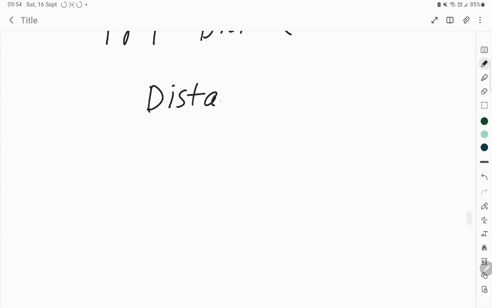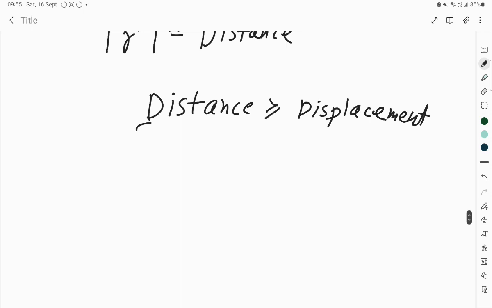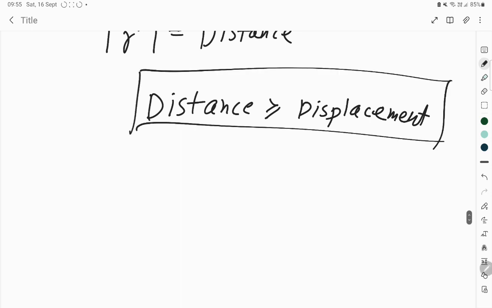Also, the distance can always be greater than or equal to displacement. It can never be less than displacement. And that's obvious. The distance is the path length, and displacement is the change in position. The path length cannot be less than the change in position. That's the obvious answer to this inequality.